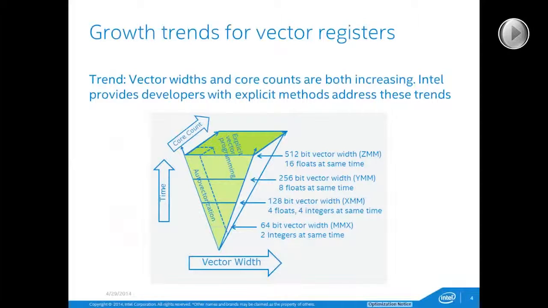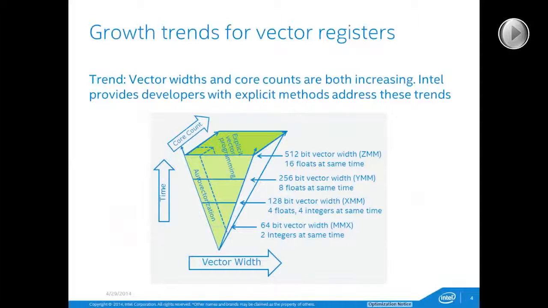So this graphic depicts the trends and the growth of the vector registers and the evolution of hardware over time, starting at the bottom and moving to the top. So time is progressing from the bottom of the pyramid to the top. Into the page, we see core counts increasing. And as we go left to right, that dimension expresses the vector width dimension that I'm going to be talking about. So over time, both core counts and vector widths have been increasing.